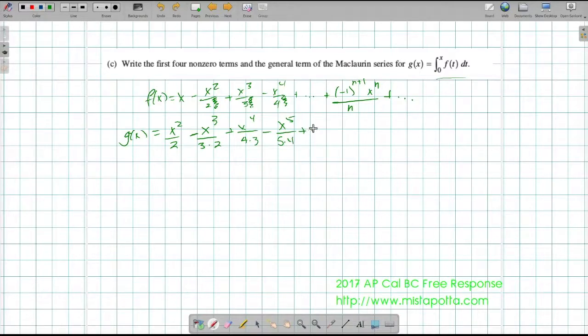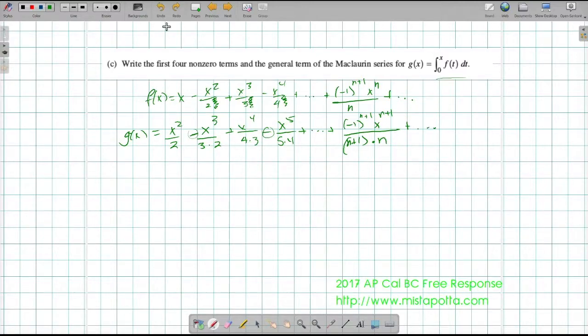And I'm noticing a pattern here. I notice that I still have an alternating series, but my odd terms now carry the negative sign with them. And my denominator is always going to be the product of whatever my exponent is times the number that's 1 less than it. So there's my general term of my Maclaurin series.